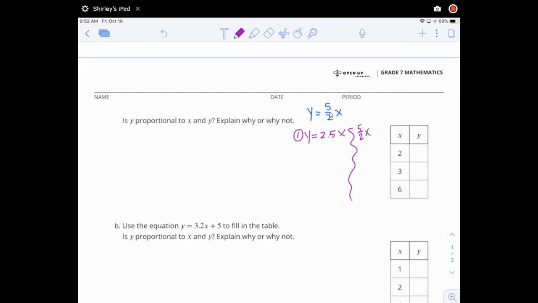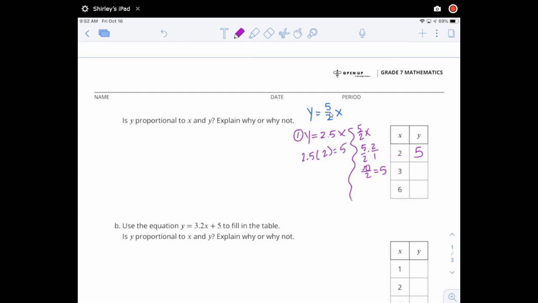So one as a decimal, one as a fraction. So when I plug in a 2, that means we're going to do 2.5 times 2, multiply that through, and we get 5. If you want to use the equation, the fraction here, 5 over 2 times 2 over 1, multiply straight across, 10 over 2 still gives us 5. Do the same thing for 3.